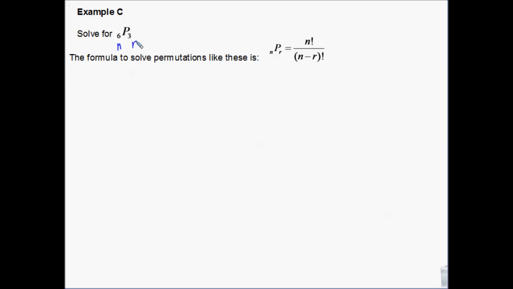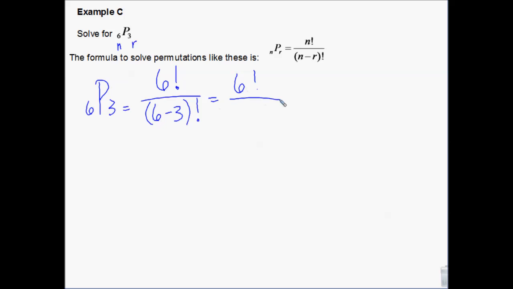So if I want to solve for 6P3, I'm taking 3 objects out of 6 and calculating the permutations. I have 6 factorial divided by 6 minus 3 factorial. Now, it's not 6 factorial minus 3 factorial. Remember, you have to subtract first and then do the factorial. So this is 6 factorial divided by 3 factorial. An interesting thing will happen here.